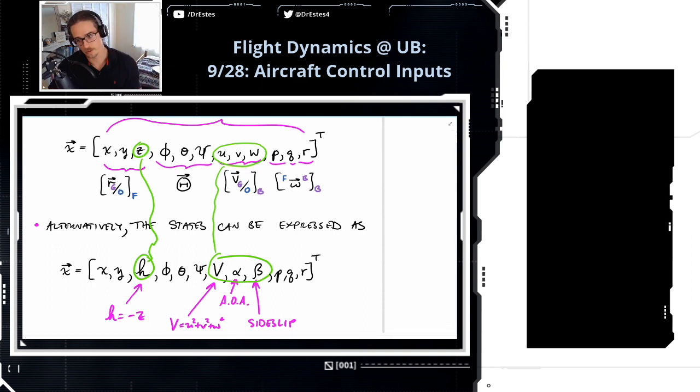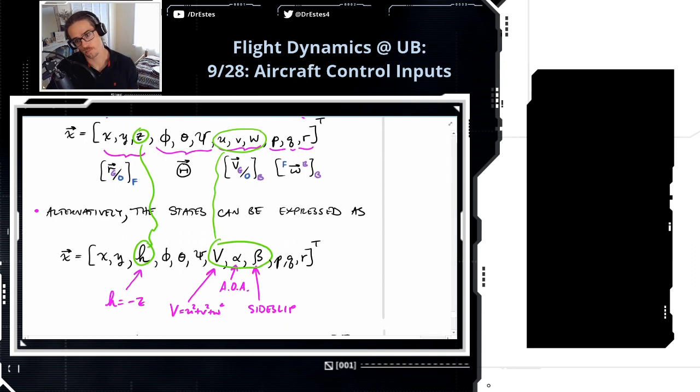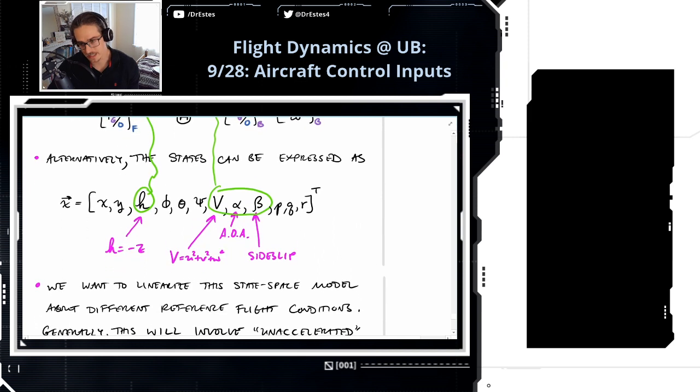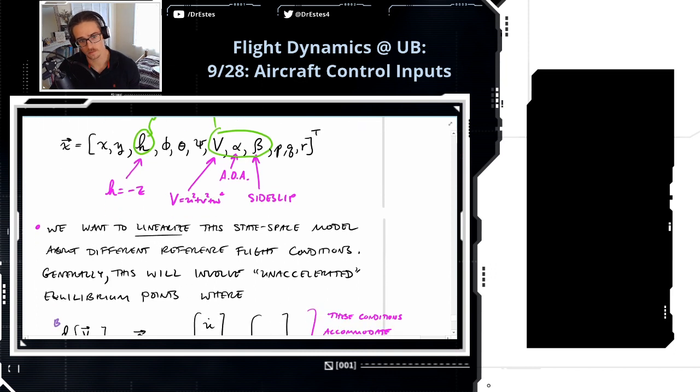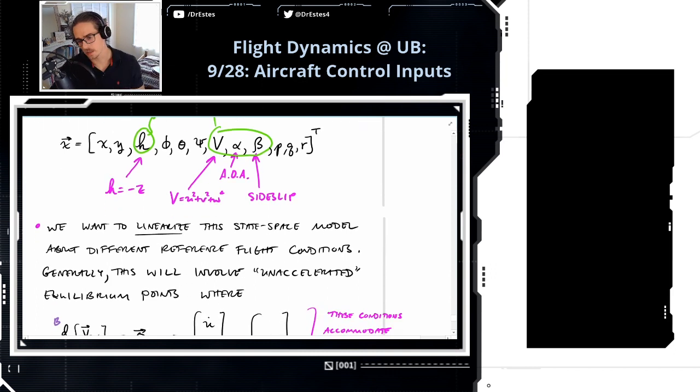Okay, so 4 inputs, 12 states. Goodness gracious. And it's a nonlinear state space model. All right, so we're going to work in the coming weeks on linearization. Because for most flight situations, I'm not talking about a fighter aircraft doing some crazy maneuver, most flight situations, a linear model is more than adequate.